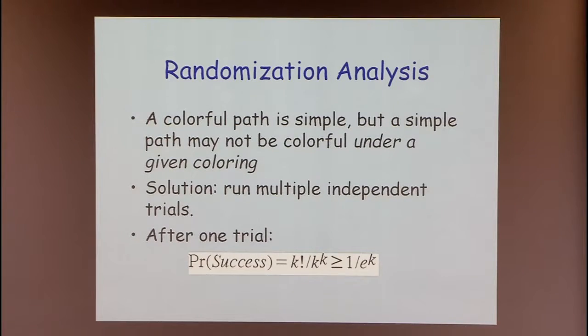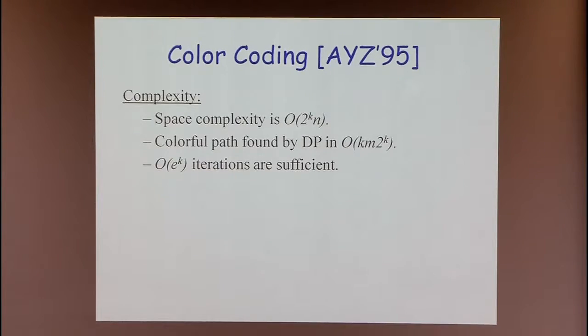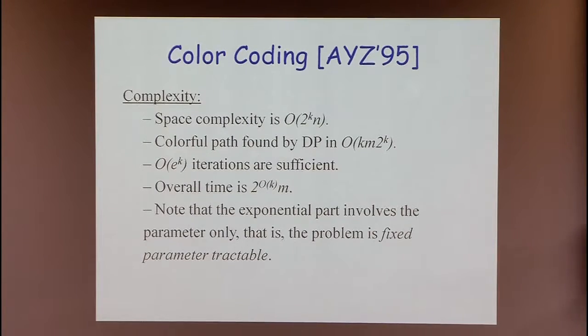So this is how color coding works, and again, the bottom line is that the overall time of this algorithm is something like 2 to the some constant of k, or exactly 2 times e, all of that to the power of k, times the number of edges in your graph, and this is of course much better than n to the k. It makes it very applicable, and this is what we call a fixed parameter tractable problem, or a fixed parameter algorithm, because the exponential part is only related to the parameter and not related to the size of the input.